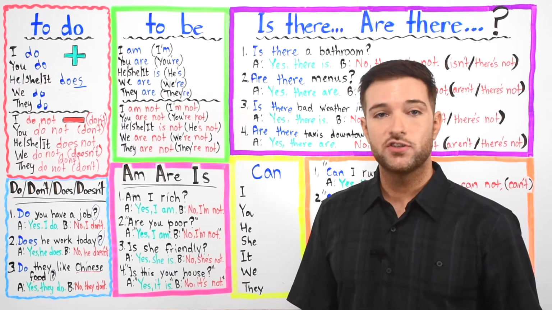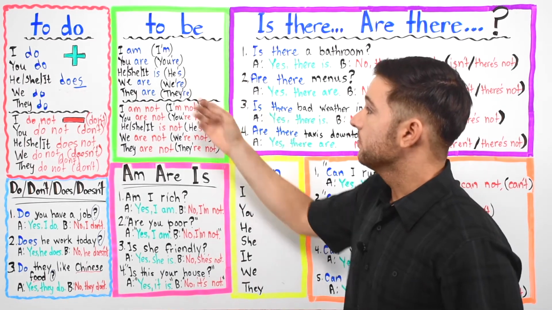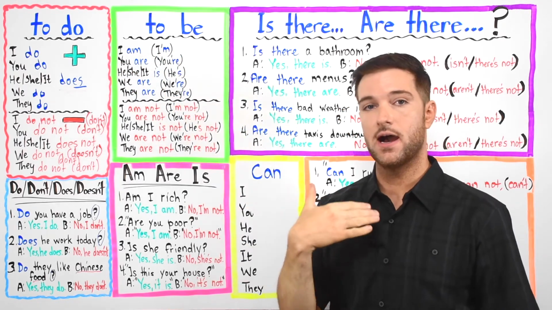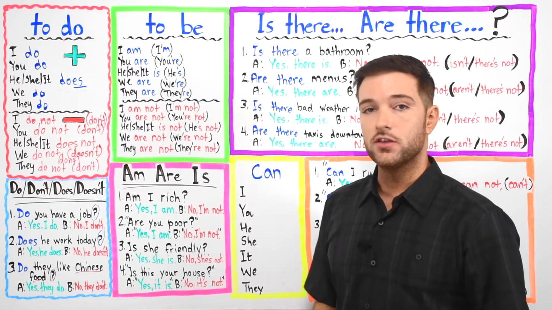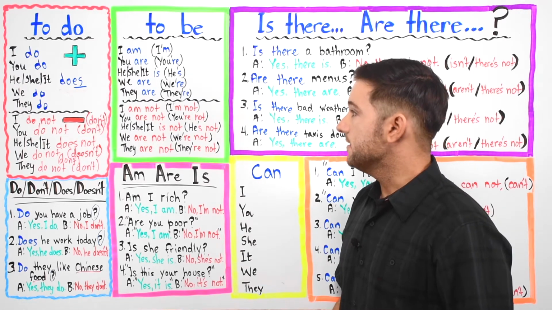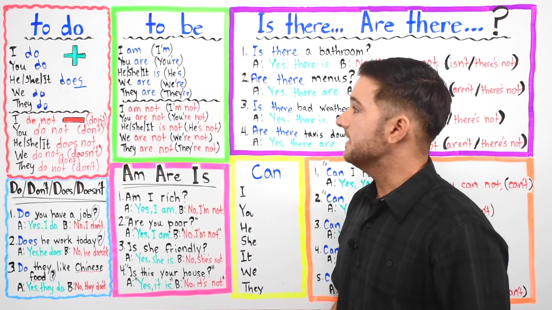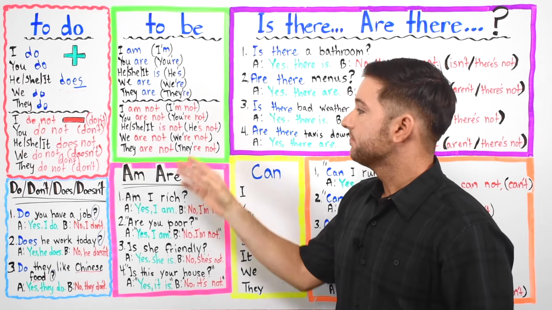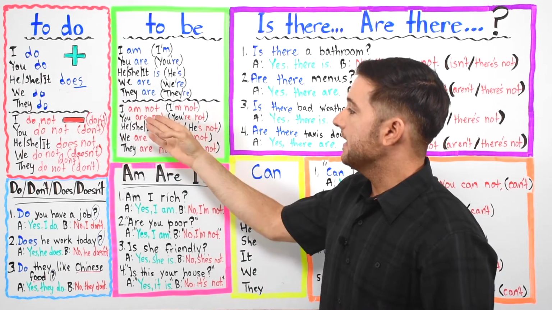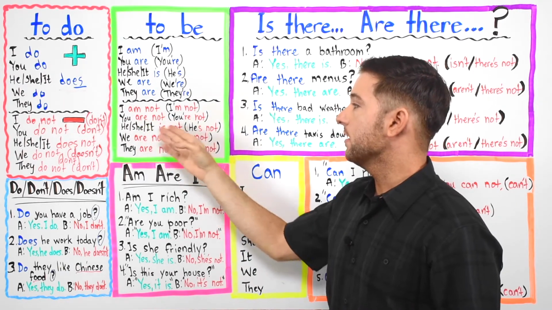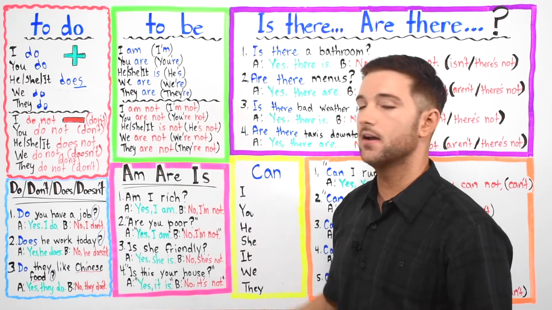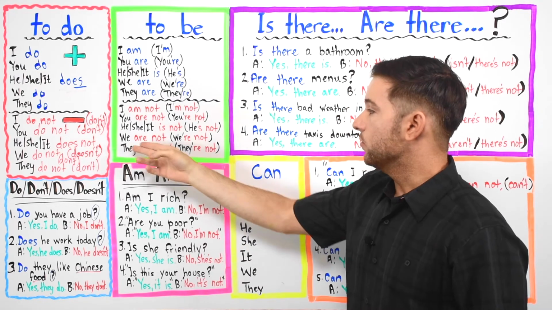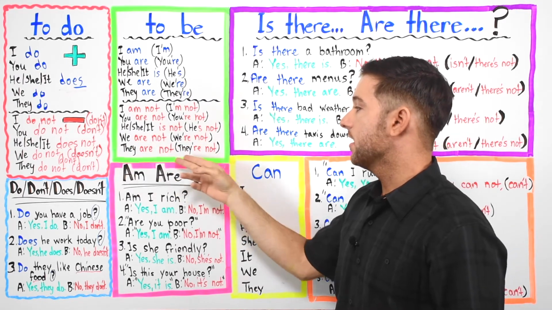Now we're going to ask questions using the verb to be. And you remember with the verb to be, it's I am, or in the contracted form you say I'm. You are, you're. He is, he's. She is, she's. It is, it's. We are, we're. They are, they're. In the negative forms we have I am not, I'm not. You are not, you're not. He is not, he's not. She is not, she's not. It is not, it's not. We are not, we're not. And they are not, they're not.